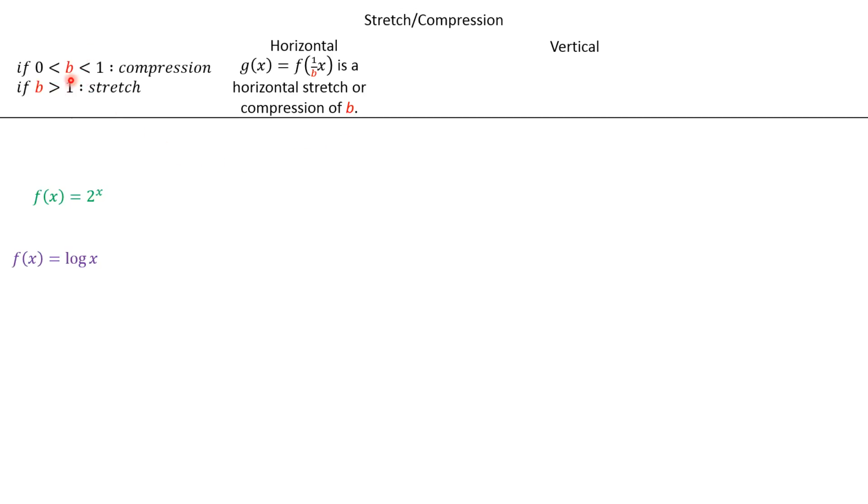And remember how to tell if it's a stretch or compression. If b is less than 1 but bigger than 0, it's compression. If it's bigger than 1, it's a stretch. So let's do a stretch by 2. So we're going to have 1 over 2x, which means we're going to replace the x with 1 over 2x. So we have 2 to the 1/2 x. Notice this 1/2 x is an exponent.